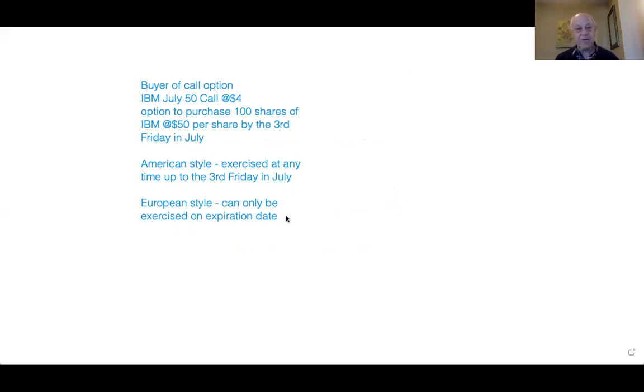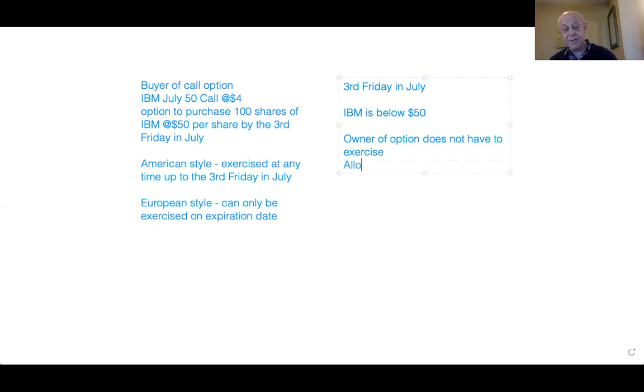Okay, so the buyer of the option has the right to buy 100 shares of IBM at $50 per share. So let's assume now it's the third Friday in July. And let's assume that IBM is below $50. Well, you're not obligated to exercise your option. The owner of the option does not have to exercise. They can allow the option to expire. If they do that, the option goes away.